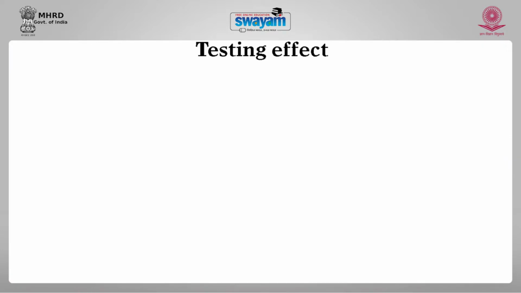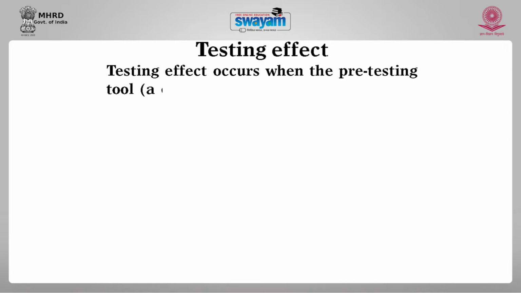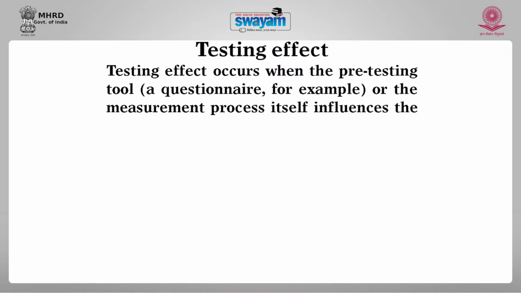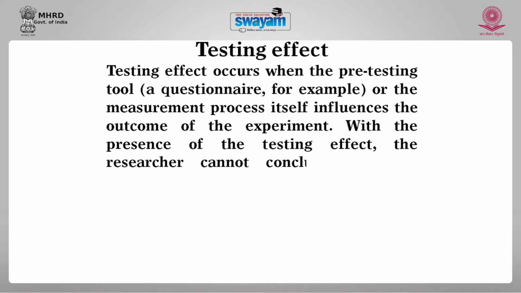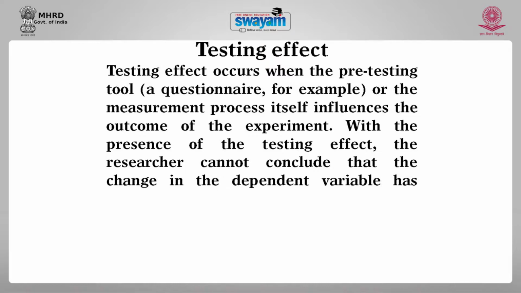The third is the testing effect. Testing effect occurs when the pre-testing tool, a questionnaire for example, or the measurement process itself influences the outcome of the experiment. With the presence of the testing effect, the researcher cannot conclude that the change in the dependent variable has occurred only because of the treatment alone.